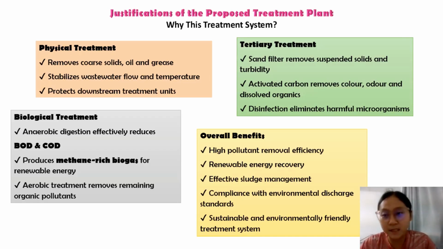So, why is this treatment system proposed? This treatment system is designed based on the characteristics of POME and combines physical, biological, and tertiary treatment processes. The physical treatment removes large solids, stabilizes the wastewater, and protects downstream equipment. The biological treatment effectively reduces organic pollutants. Anaerobic digestion also produces biogas, making the system more sustainable, while aerobic treatment further improves the effluent quality. Finally, tertiary treatment removes remaining suspended solids, color, odor, and harmful microorganisms before discharge.